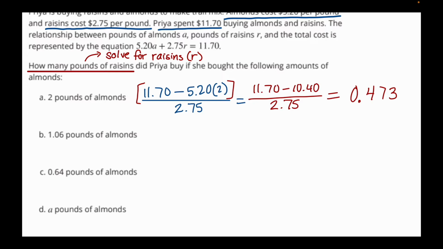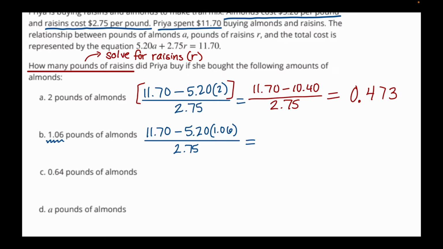We're going to identify that the only number that's going to change is our number of pounds of almonds that we plug in. So $11.70, we're going to subtract $5.20 for that 1.06 pounds of almonds, and then we'll have to divide it by 2.75. Now, I'm not going to do this one piece by piece. I am just going to plug it straight into a calculator, but I can show you what that one looks like.